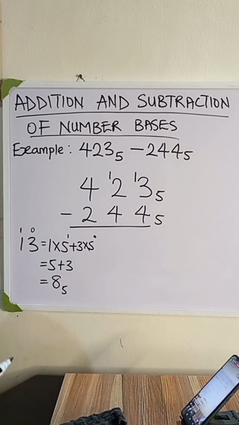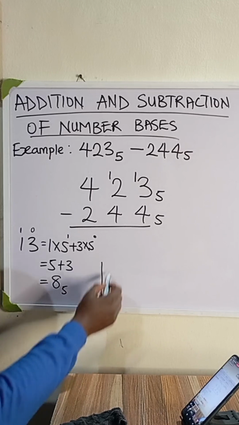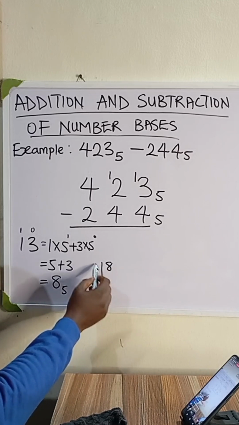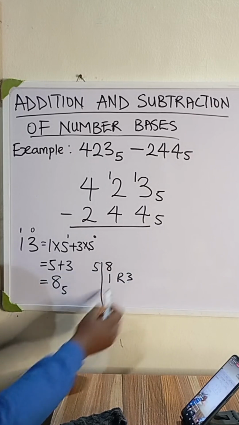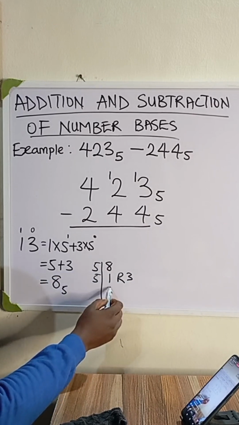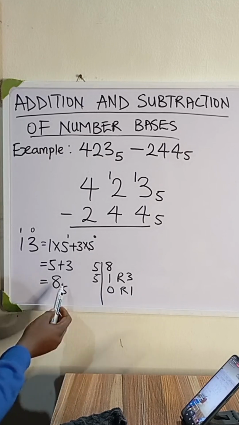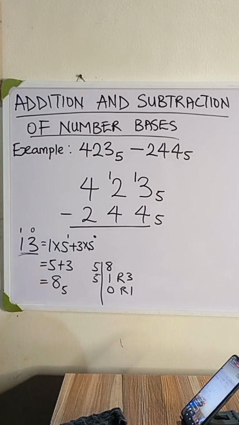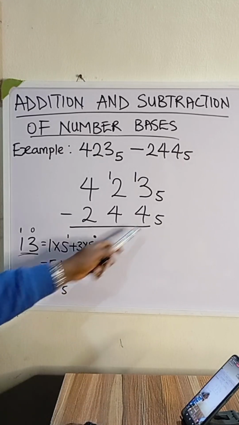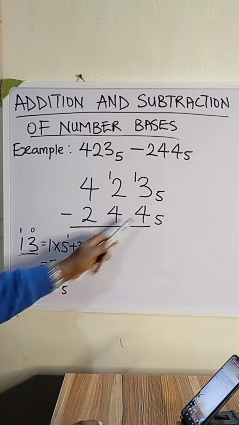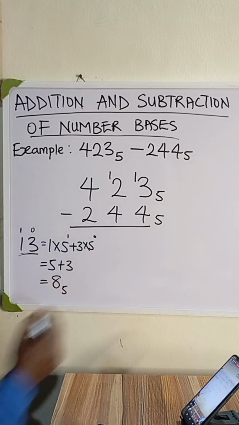You know that when we are doing addition, if you have 8 base 5, you are going to do 8 divided by 5. 8 divided by 5 is going to give you 1 remainder 3. 1 divided by 5 is going to give you 0 remainder 1. So it takes you back to 13, right? So you just interchange it. So in subtraction, this is the one you are going to use to subtract. So 8 minus 4 gives you 4. So we have 4 here.